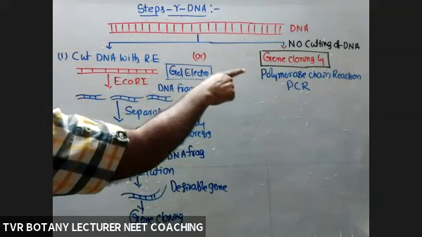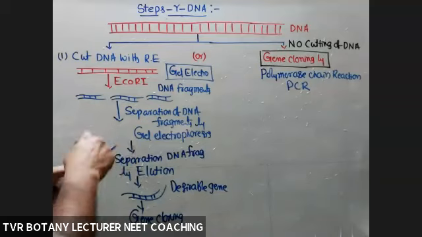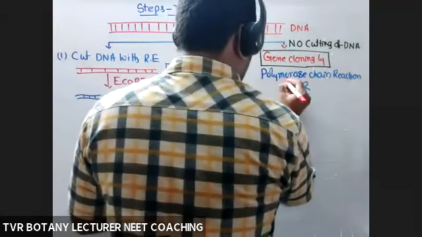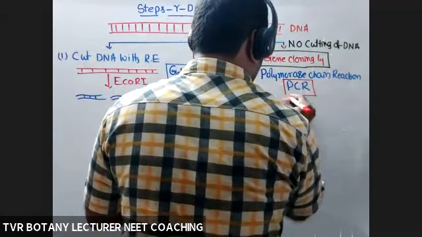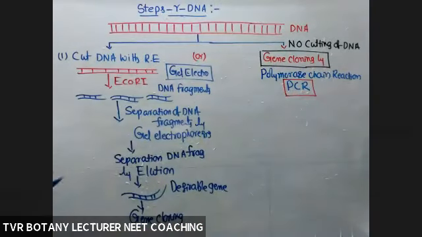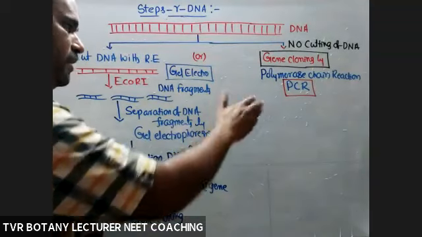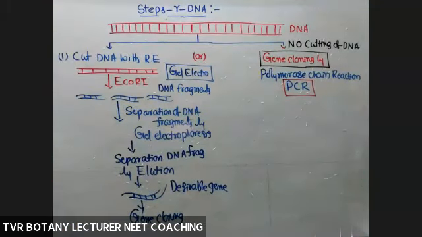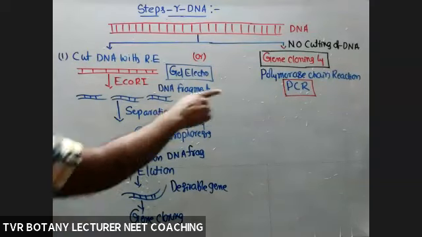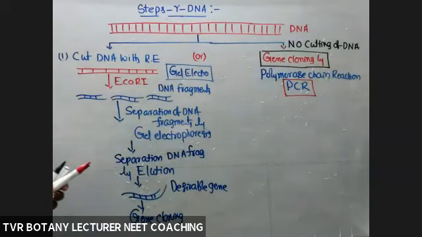That is the other method. In that case, you need not cut the DNA molecule. With the help of PCR, polymerase chain reaction, you can execute gene cloning without cutting the DNA by restriction endonucleases. Restriction endonucleases are not required. We can produce a number of copies of the desirable gene. So stop this one here, go back to that one. Now what about PCR? Here the gene is available.